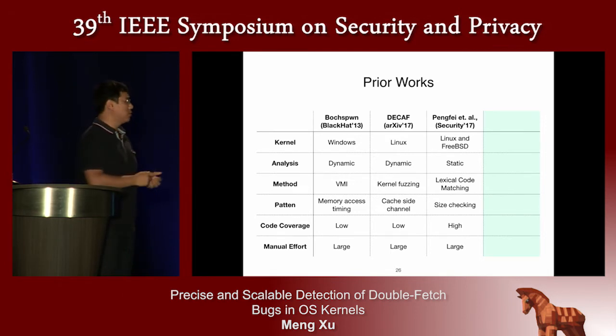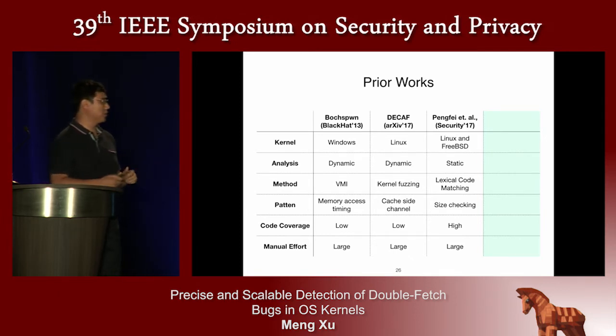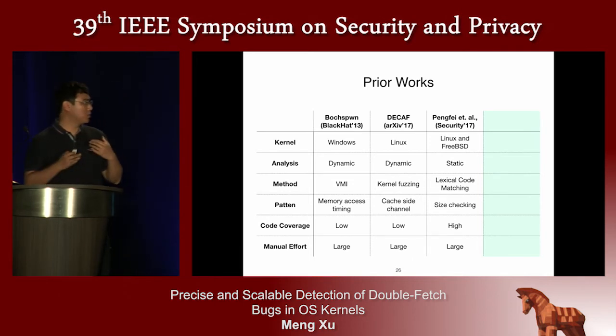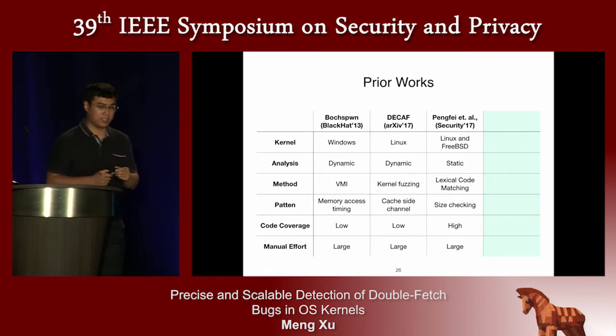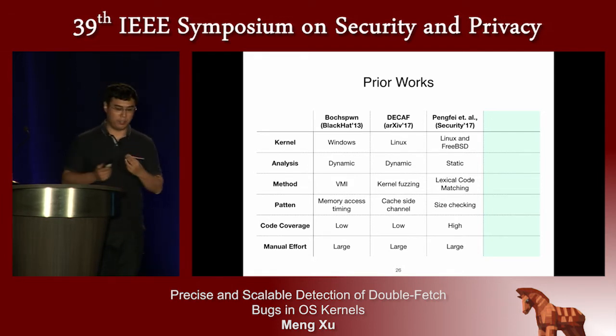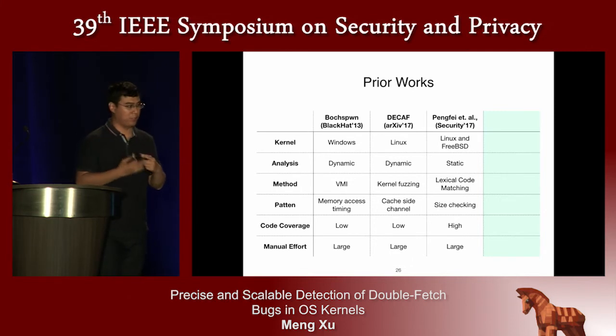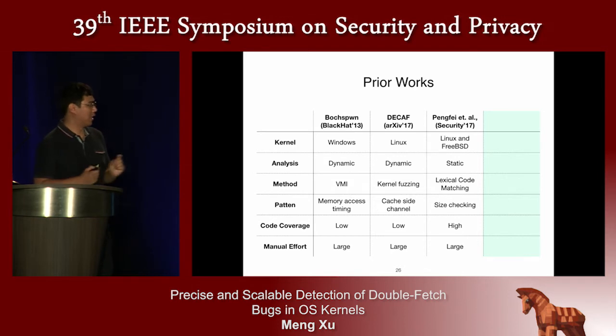A more related work to ours is the USENIX Security work from last year. It's also based on static analysis, and they use some lexical code matching to find the easy patterns like size checking. The drawback of the 3 related works is that they require manual effort. Basically, they're going to tell you there are 2 fetches, but they are not going to tell you whether these 2 fetches are actually going to cause trouble or not. So some form of manual verification is needed. However, for us, we try to minimize this manual effort as much as possible.